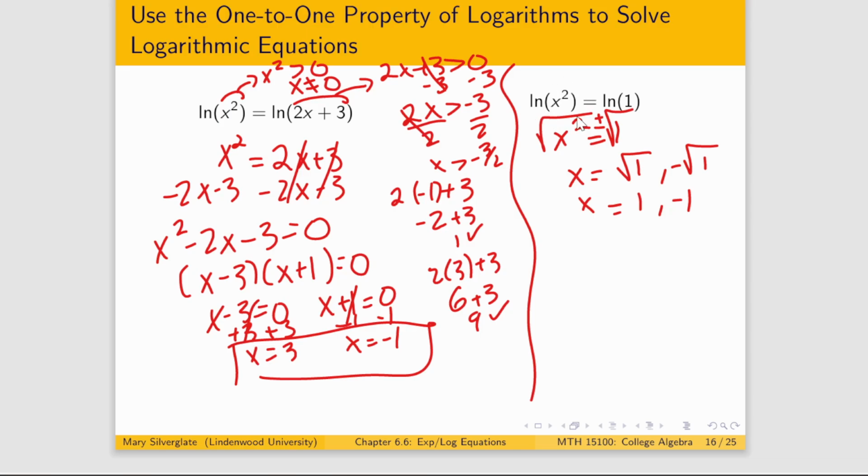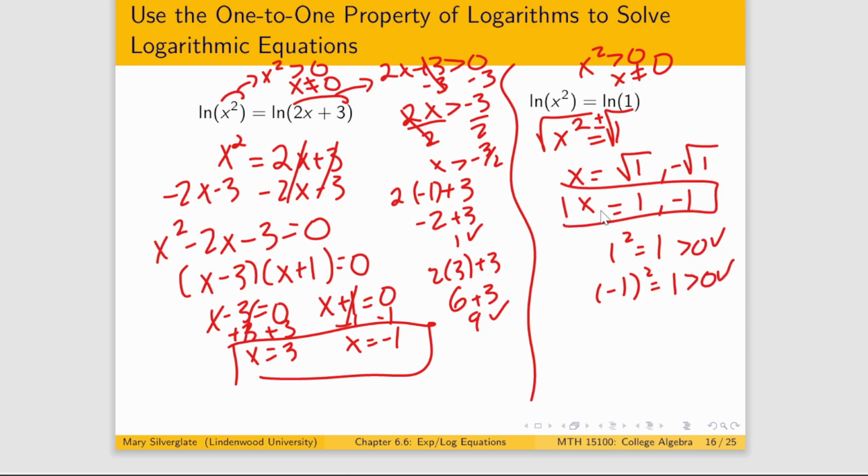And here, in particular, for x squared staying bigger than 0, remember that just means x can't be 0. Or you could just literally plug it in. So if I do 1 squared, that's 1. That's bigger than 0. Great. If I do negative 1 squared, that's also 1, which is bigger than 0. Great. So both of these solutions work.